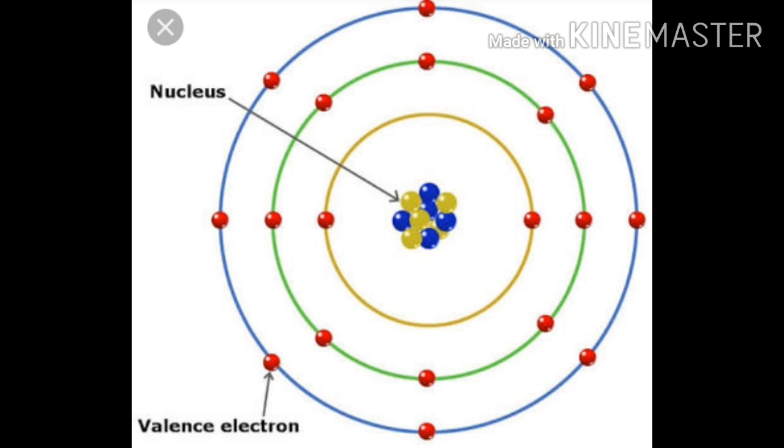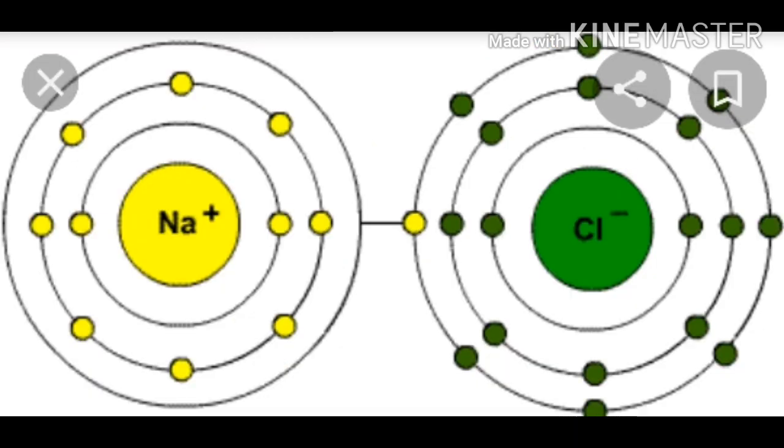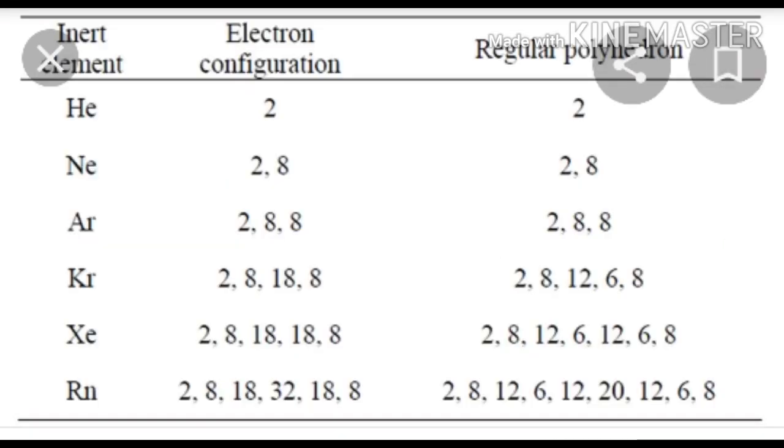Sodium and chlorine, the formation of a sodium ion and a chloride ion, we had seen. Sodium has an electronic configuration of 2, 8, 1 and chlorine has an electronic configuration of 2, 8, 7. In the same way, all the elements have different valence shell electronic configurations. So depending upon these valence shell electrons, the bond formed between two elements to form a compound also differs.